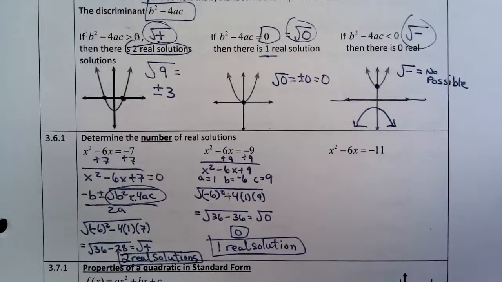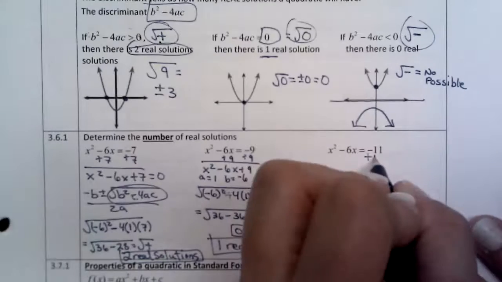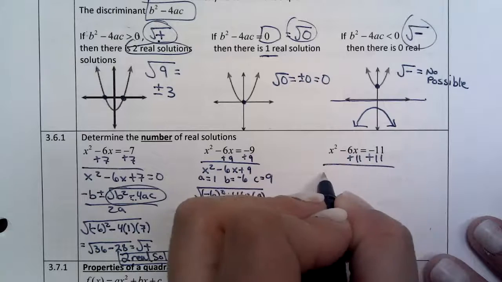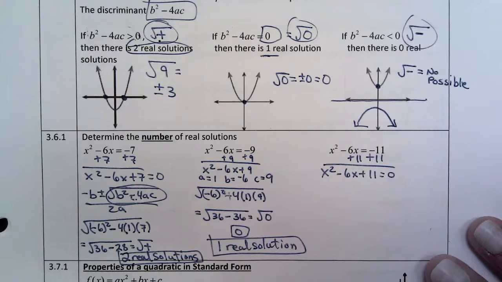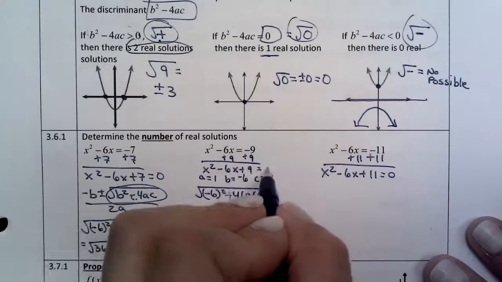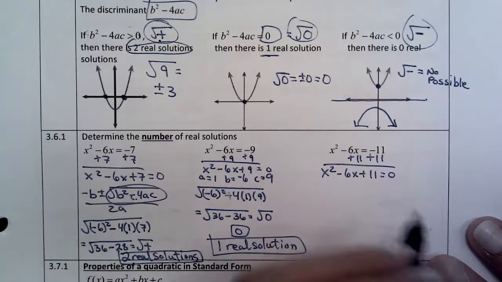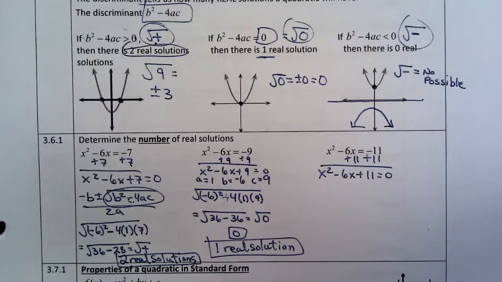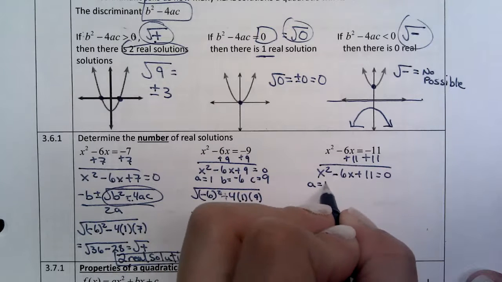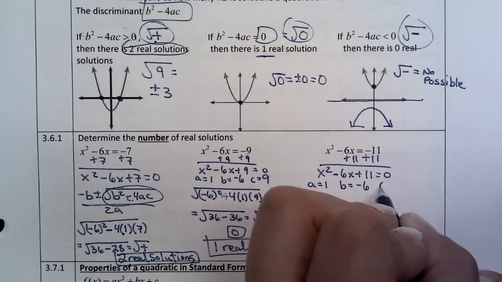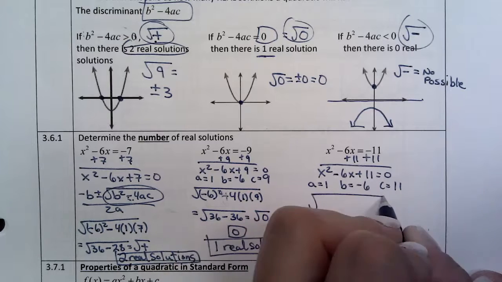I bet this last one's going to be no solution, but let's go on ahead and check it out. So add 11 to both sides. So I have x squared minus 6x plus 11 equals 0. And I haven't put these equal to 0, or this one, but you should. We're solving it, so it needs to be equal to something. All right, so now I'm going to take that a is 1, b is negative 6, and c is 11. I'm going to plug it in under here.